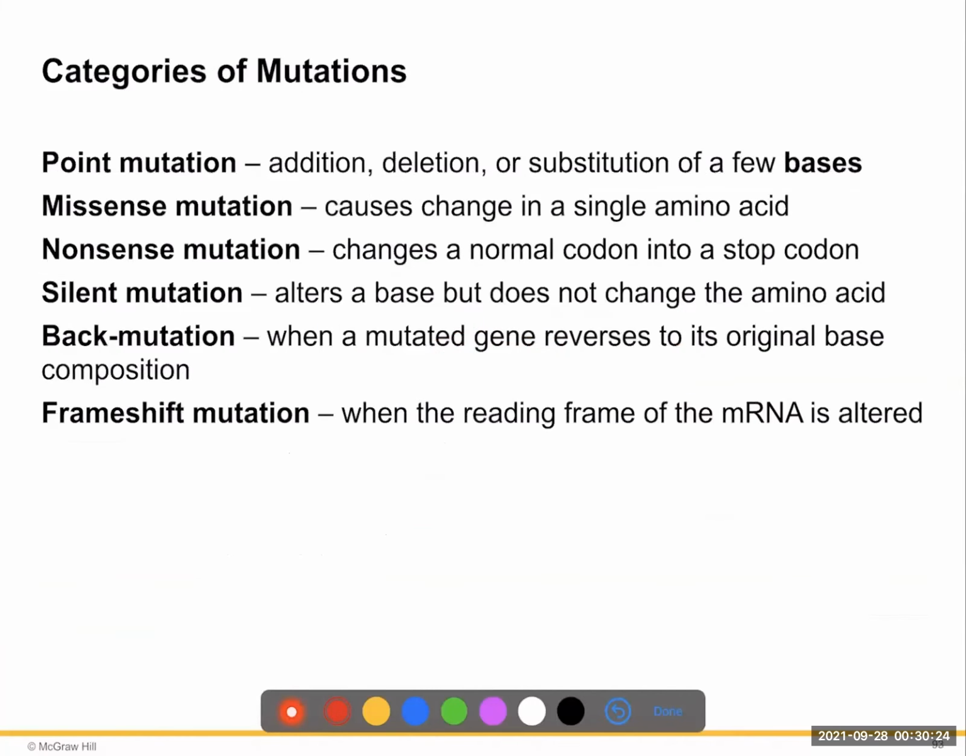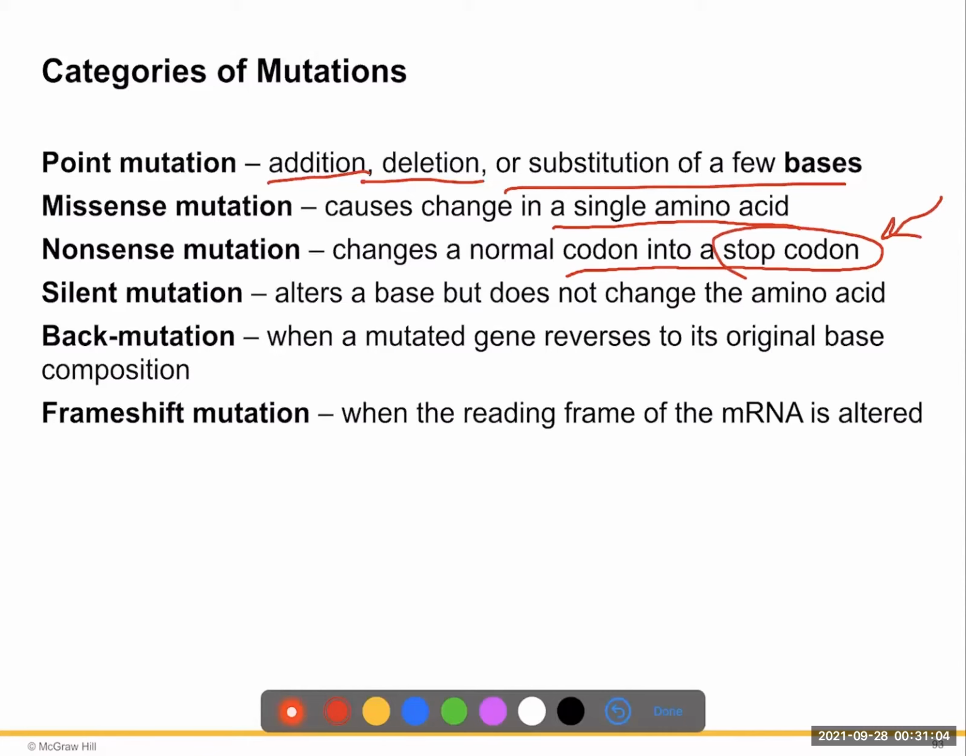Okay. There are different categories of mutation. A point mutation occurs at a specific point on the DNA. It could be an addition of one extra nucleotide, a deletion of one nucleotide, or a substitution of one for another. Missense mutations cause a change in a single amino acid. Nonsense mutations change a normal codon into a stop codon. So instead of contributing to the protein, it stops it. This is usually a fatal error. It usually destroys a protein because it's not fully made.